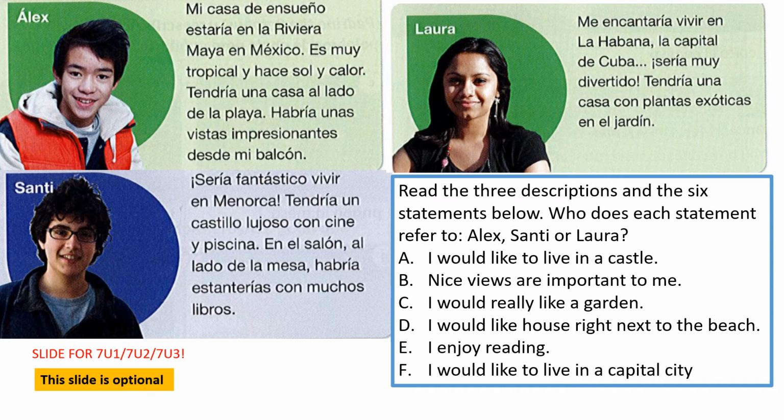So it's again the exact same text as the slide before, so nothing's different in that sense, but this time you're reading back through the 3 descriptions and working out who says the statements below, A to F. They might not say that exactly, but you should be able to work out whether they say something along those lines. And you just literally write next to it, A equals Alex or Santi or Laura, same for B, and just do it that way. But again, this slide is completely optional.